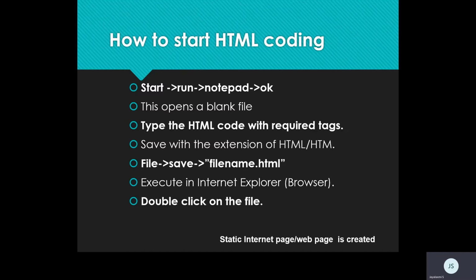Okay. How do I start? First of all, go to start, run notepad and just select OK. You'll get a blank file and you're going to dump the HTML code. Save the file. Two options: either you can save it with .html or .htm. Okay. And execute the file.